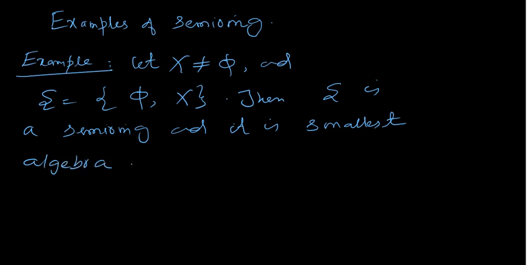आपको समझ आएगा ये smallest semiring क्यों नहीं है? क्योंकि smallest semiring आपके पास ये है, which contains only one set, the empty set. This is the smallest semiring. X की requirement semiring में नहीं है. That's why this one is not the smallest one.